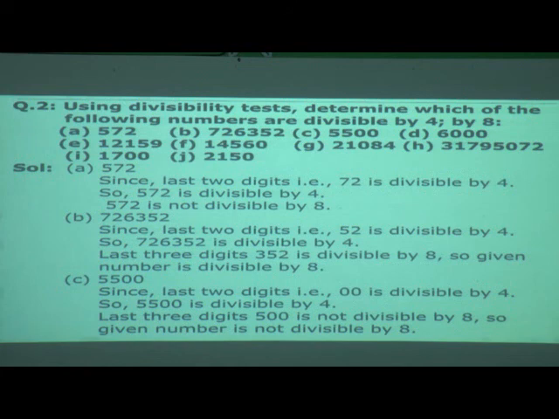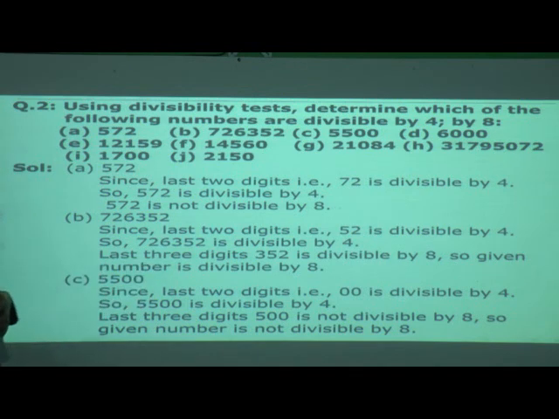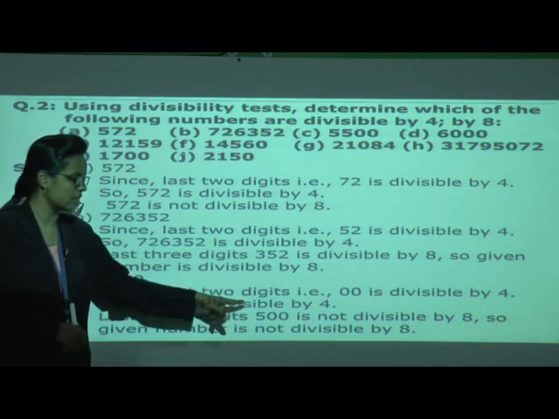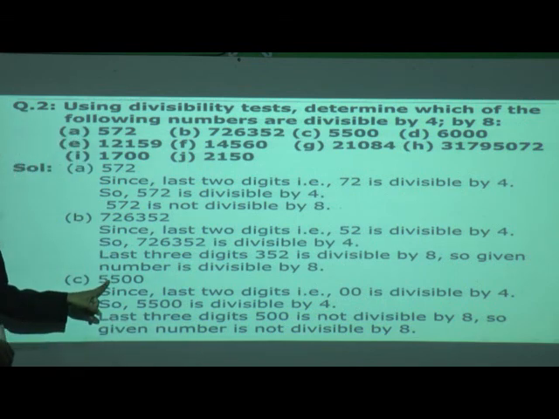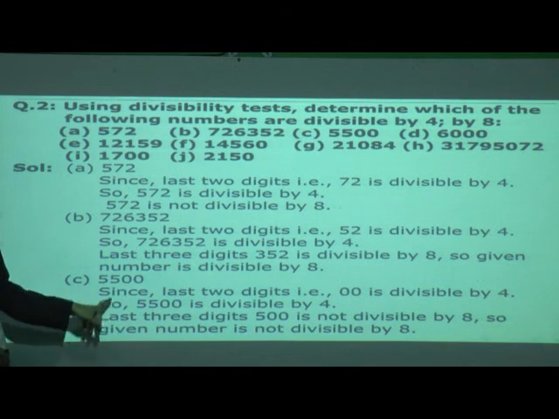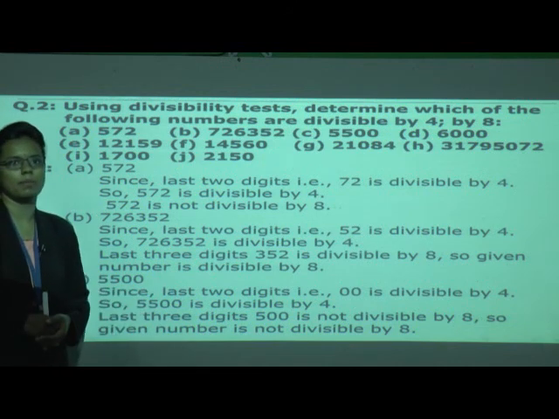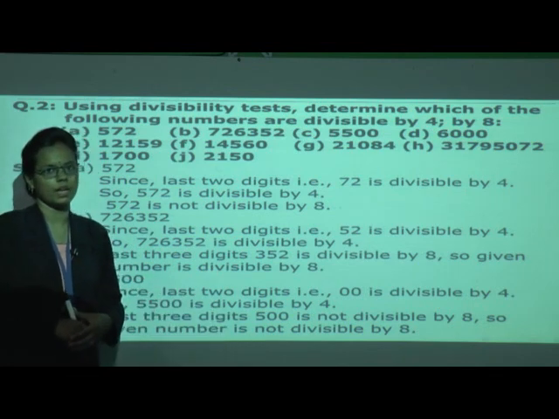Next one we will see. It's a 4-digit number, 5,500. Since the last two digits, 00, are divisible by 4, 5,500 is divisible by 4. Next we have to find for 8. The last three digits, 500, should be divisible by 8. The given number 500 is not divisible by 8. So we can write that the given number is not divisible by 8.